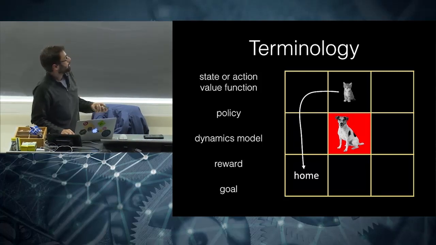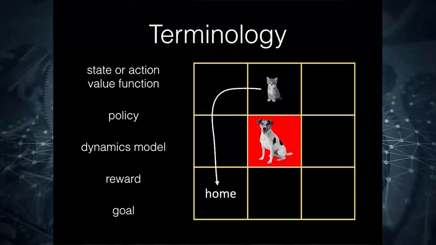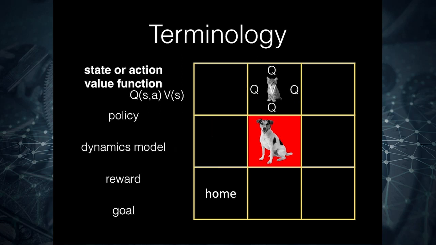Here is a little fun toy problem. This cat has to come home and it has an obstacle in the middle. So it has to find this path. It has to find the policy to get to that path. There are many ways it can do it. If it knew the value of each action in the state, it could choose the best action. And that value is the long-term value. So what's the value of this action to get home? If it knew that, it would take that.